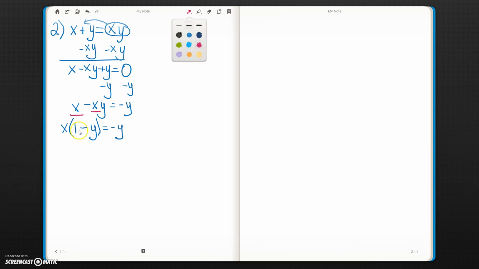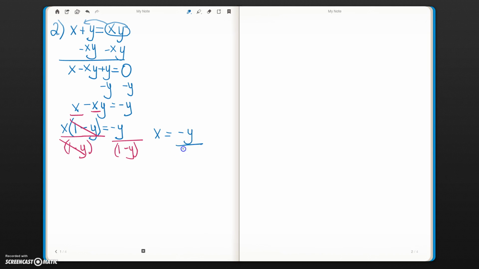Alright, now that I have my x factored out, I have x times this quantity 1 minus y. So this is multiplication, so I can do the inverse, which is division. I can divide both sides by 1 minus y. So this takes care of this term, and what I end up with, my result, is going to be x equals negative y over 1 minus y. Okay, and that is number 2.